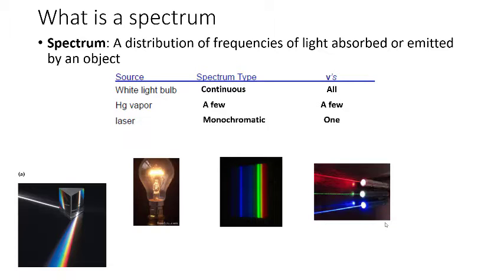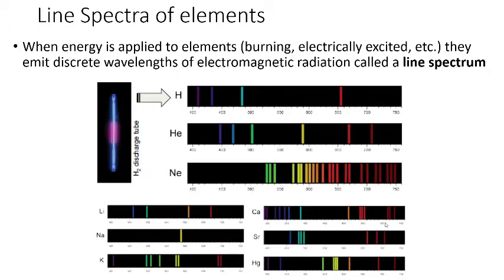Each different light is defined by its wavelength or frequency. When energy is applied to an element through burning, electrical excitation, etc., it can emit discrete wavelengths of electromagnetic radiation called a line spectrum. Here are examples of line spectra released by the excitation of our first few elements that we see here on the periodic table: hydrogen, helium, neon, lithium, calcium, sodium, strontium, potassium, and mercury.